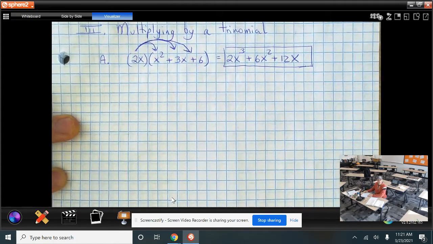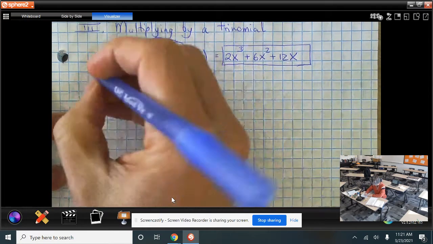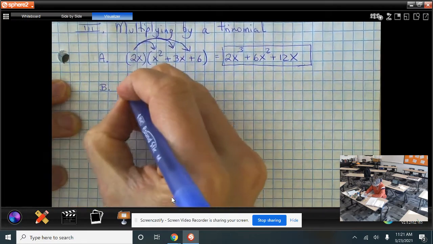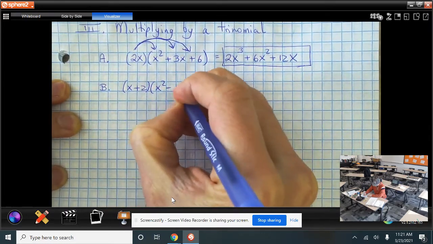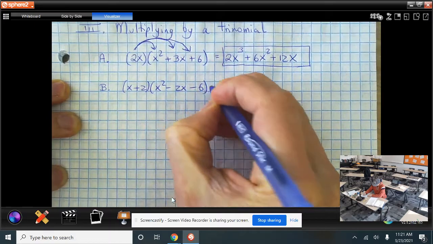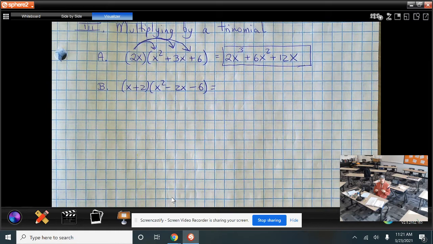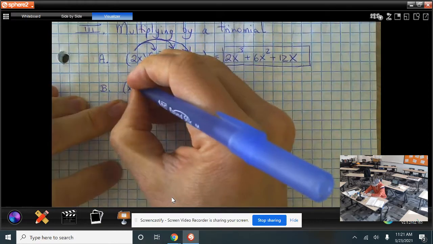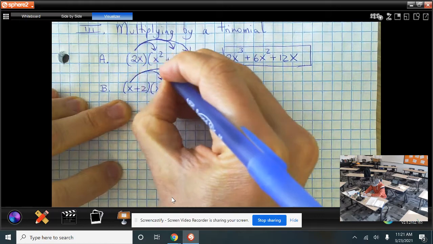Okay, now let's try the hard one. Let's go for a binomial times a trinomial. So something like this. So we have a binomial, x plus 2 times a trinomial. I bet you can figure out how the pattern is going to work. We're just going to distribute and then distribute again. So we're going to distribute the x times all three terms in this trinomial.